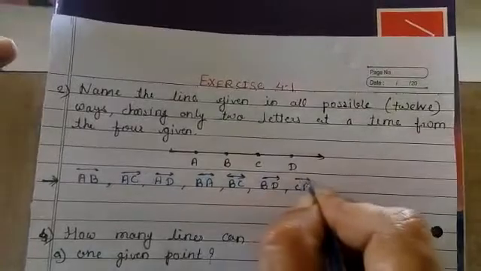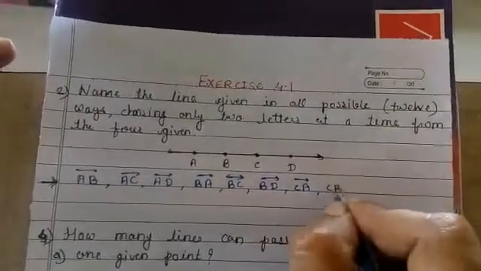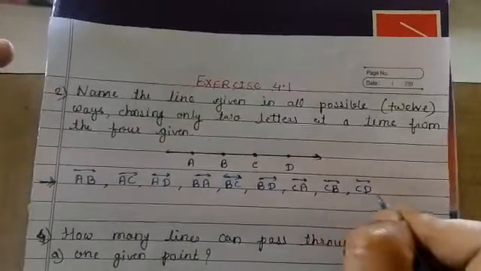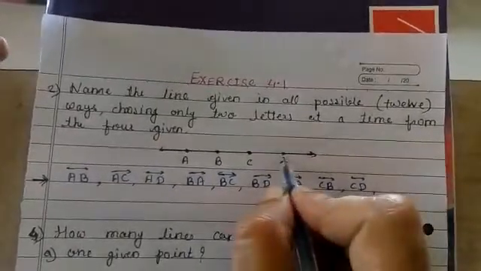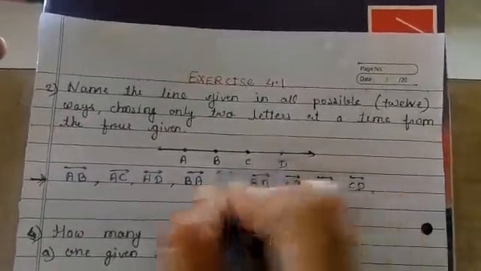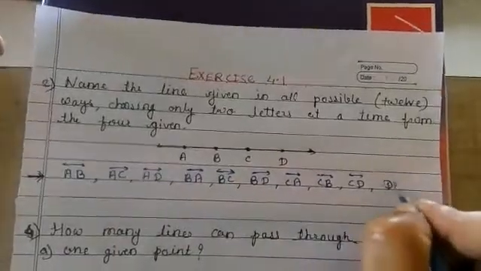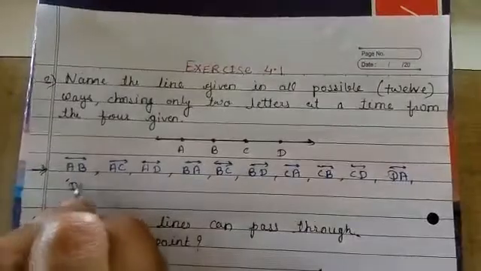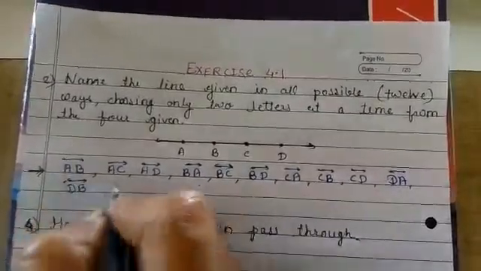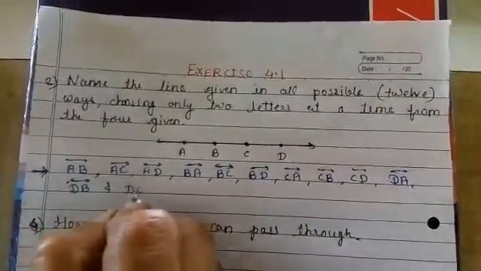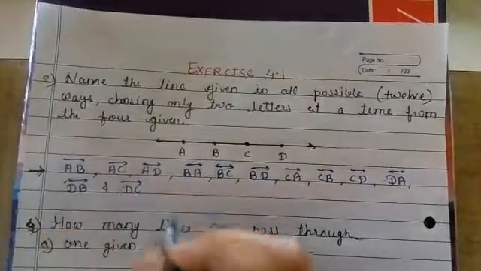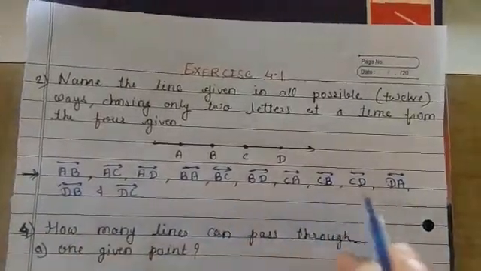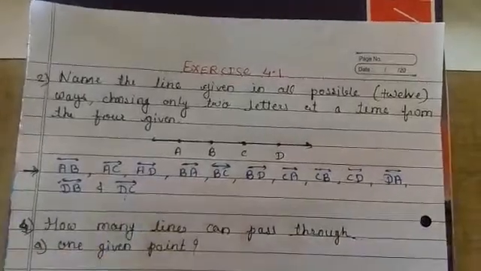Now we'll start from C: CA, CB, CD. Now point D is remaining, so start from D: DA, DB and DC. So these are 12 ways, 1, 2, 3, 4, 5, 6, 7, 8, 9, 10, 11 and 12.